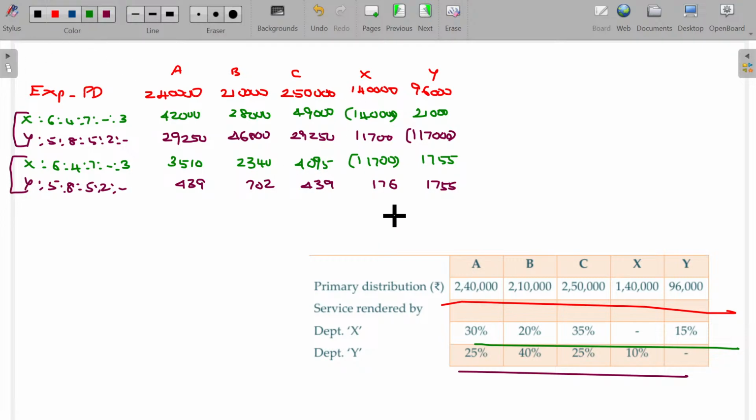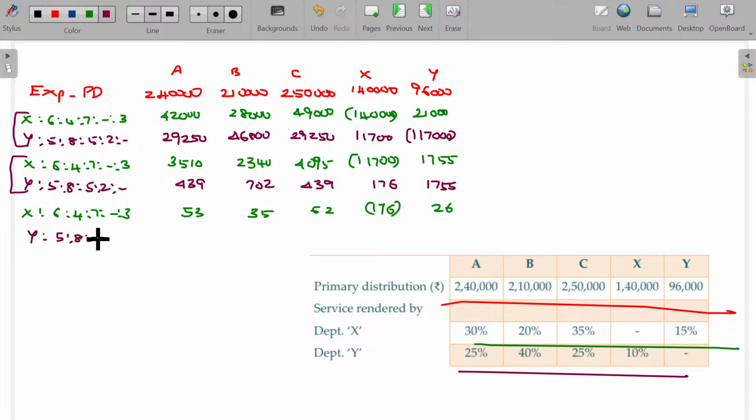Again, we got the value 176. Still, the value is significant, so I am redistributing this X to the others in the ratio of 6:4:7 dash 3, the same ratio. 176 is subtracted: 53, 35, 62, 26. Again, we got the value 26 for Y, redistribute that on Y also.